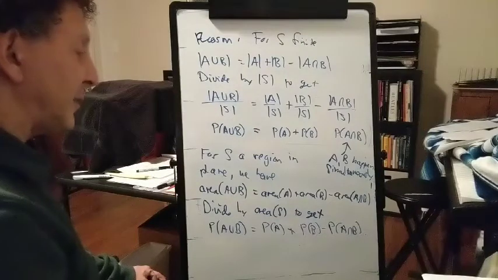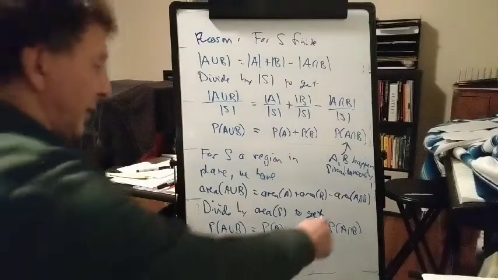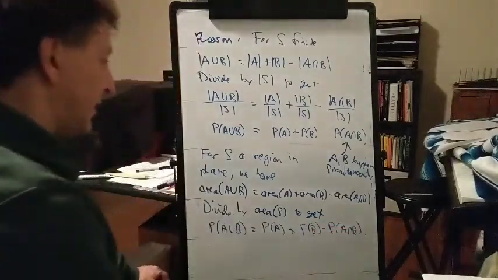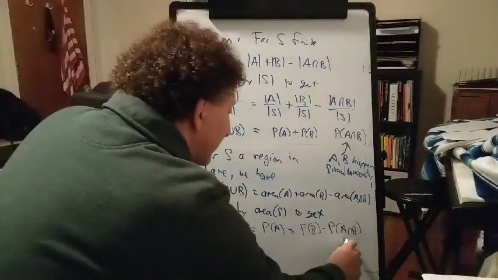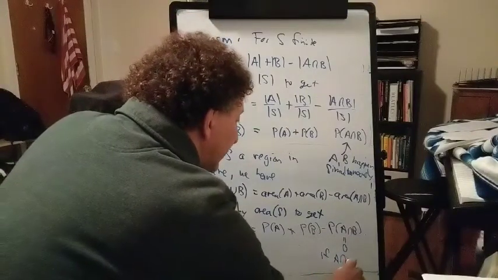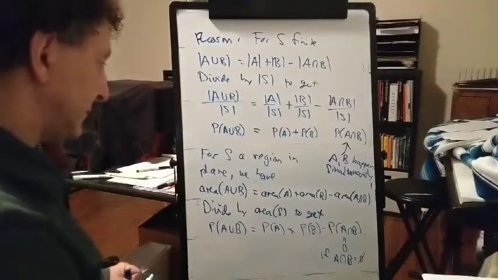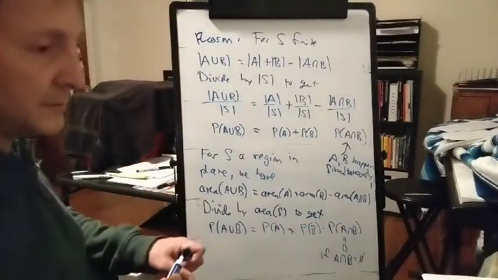Again, if A and B can't happen simultaneously, that is, those two subregions don't intersect, then we can just forget about this. This is 0 if A intersect B is empty. And then we can just stop here.